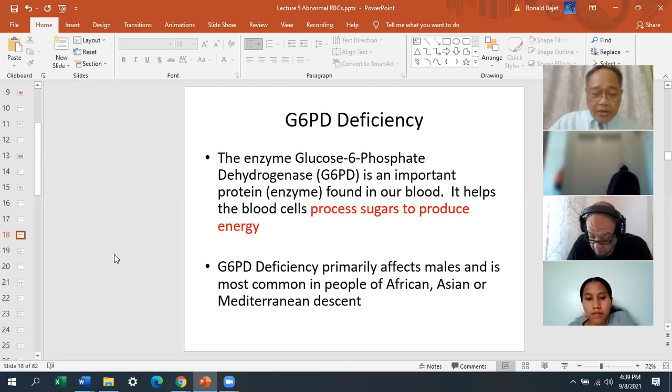Okay, so G6PD deficiency primarily affects males and is the most common in people of African, Asian, or Mediterranean descent. G6PD deficiency.